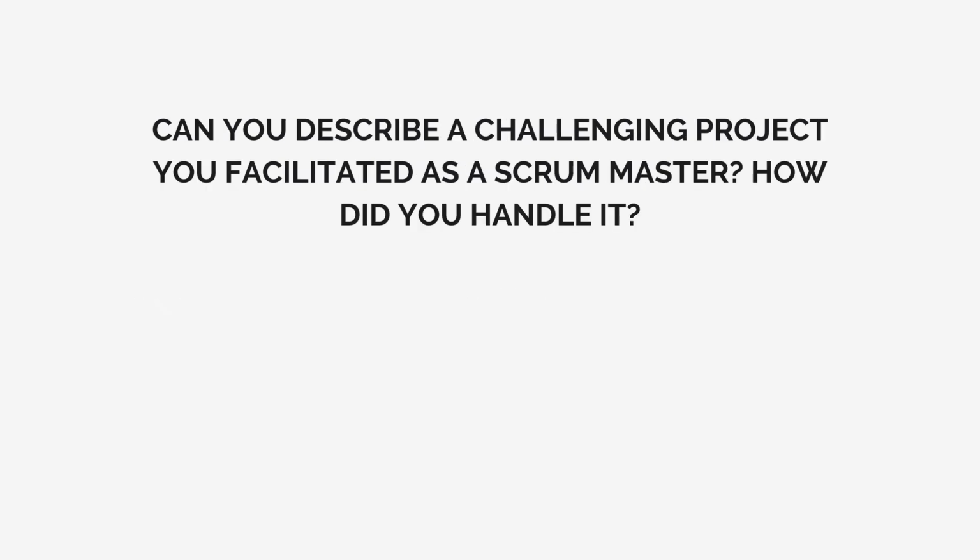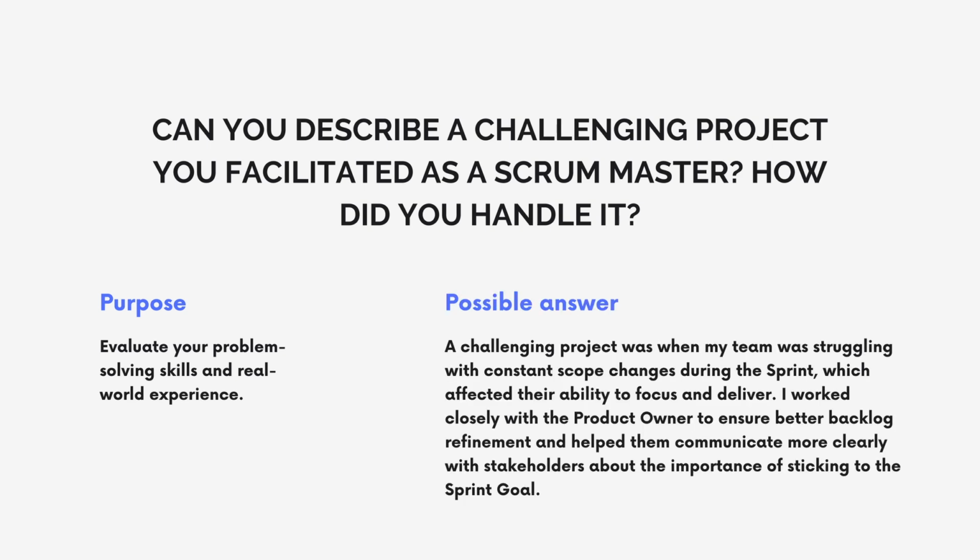Next up, can you describe a challenging project you facilitated as a Scrum Master and how did you handle it? Here, the interviewer wants to evaluate your problem-solving skills and real-world experience. A possible answer could be that when your team was struggling with constant scope changes during the sprint, it was affecting their ability to focus and deliver. So you work closely with the product owner to ensure better backlog refinement, and you help the team communicate more clearly with the stakeholders about the importance of sticking to the sprint goal.